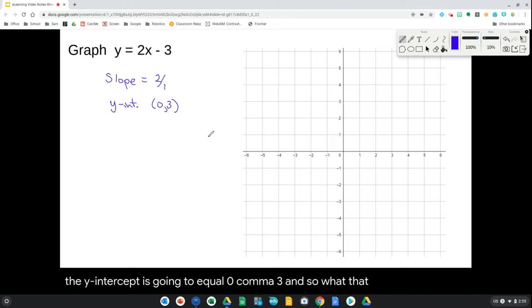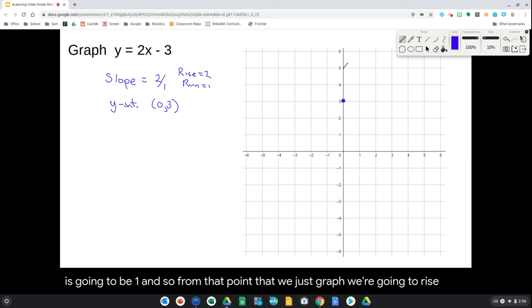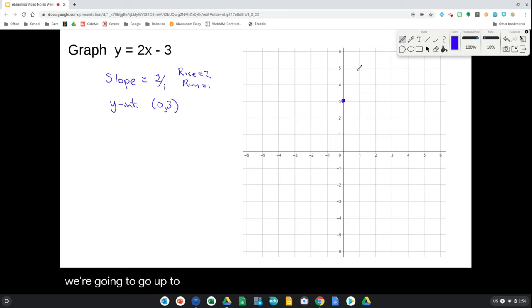And so what that means is that on our graph, we already know it goes to this point (0, -3). So we'll find the point (0, -3). Remember, the point (0, -3) means you go over 0 and you go down 3. That's going to be our starting point. The slope of 2 over 1 means that the rise is going to be 2 and the run is going to be 1. From that point that we just graphed, we're going to go up 2, and then we're going to go over 1, and that's going to be where the next point on this line is going to be.